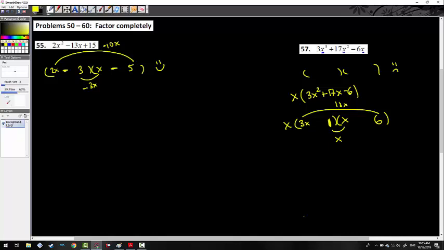So, how does this help me? If 18x was positive and x was negative, that would get me the positive 17x that I'm looking for, which means the plus goes here, the minus goes here, and there really is nothing else I can do with this problem. So, consider this thing fully factored as x times the quantity 3x minus 1 times the quantity x plus 6. So, this is our final factor. Good job. Thank you.